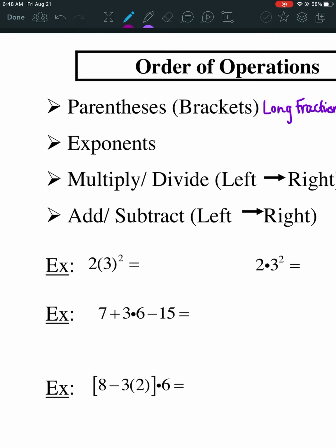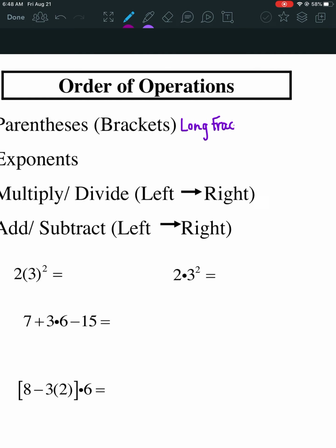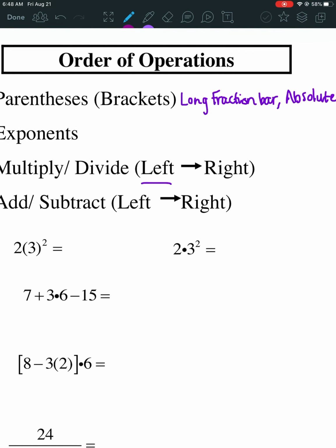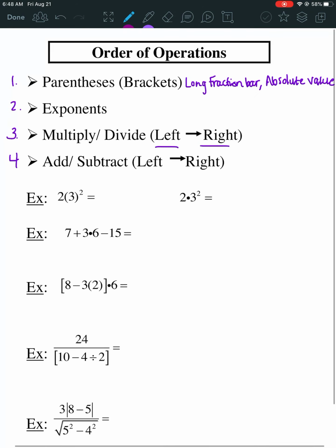Okay, E stands for exponents. Multiply, divide, notice they're on the same step. So this is first step, second step, the third step. Divide could come first. The common misconception is that multiply has to come first. Not true. It depends on which one comes first in the problem. We do them left to right, and that's the same thing for our addition and subtraction.